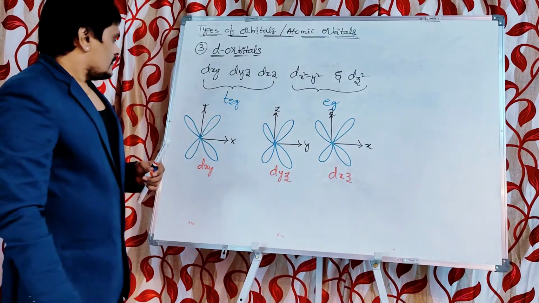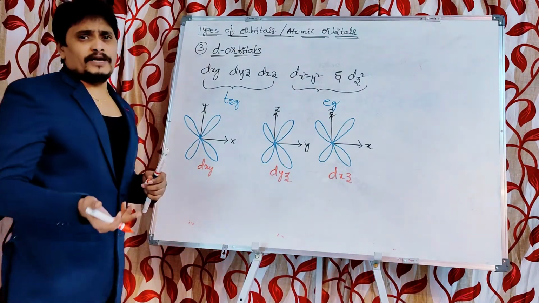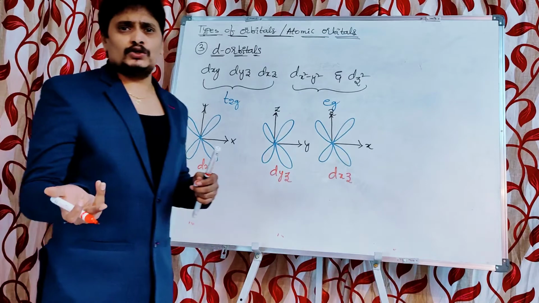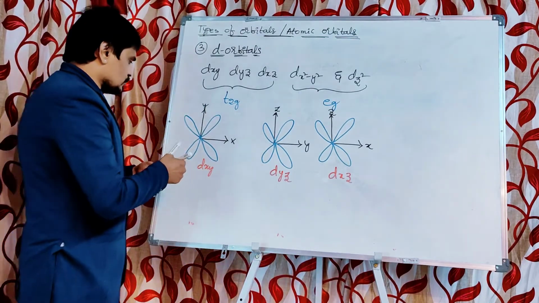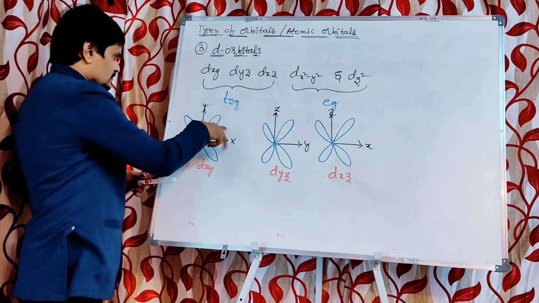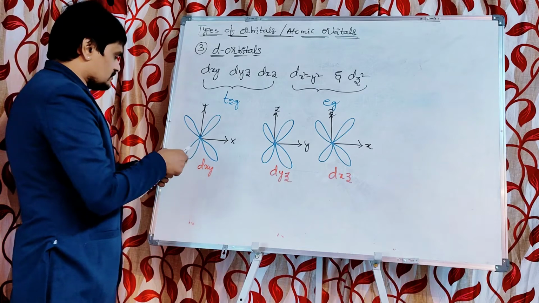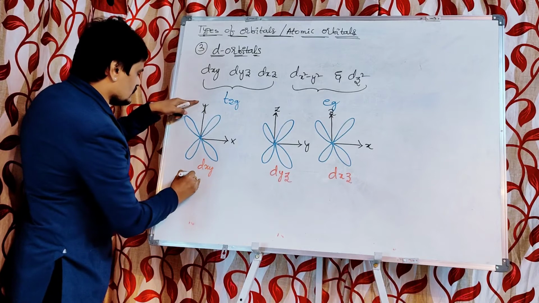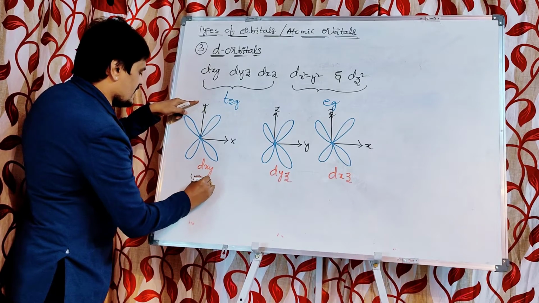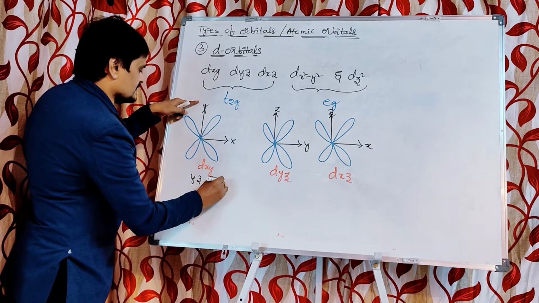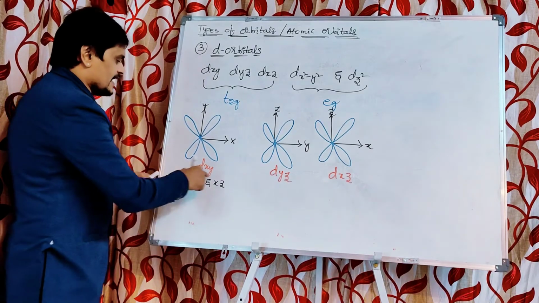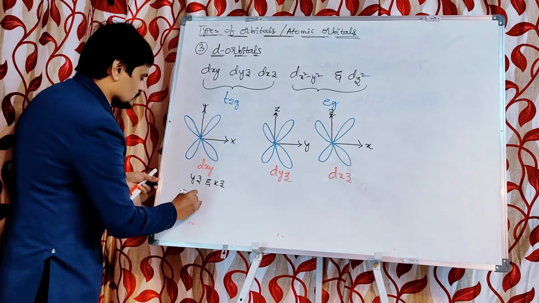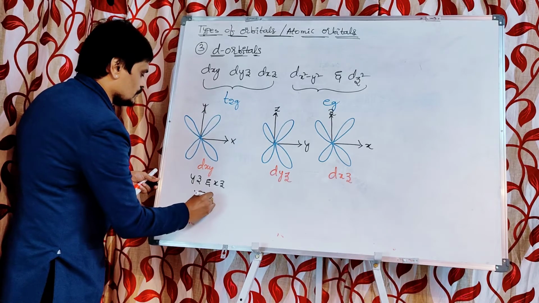Now, what are the nodal planes? How many nodal planes? Obviously, two nodal planes, because two are over. What are those? xy is finished, so yz and xz are the nodal planes for this. So the number of nodal planes is 2.